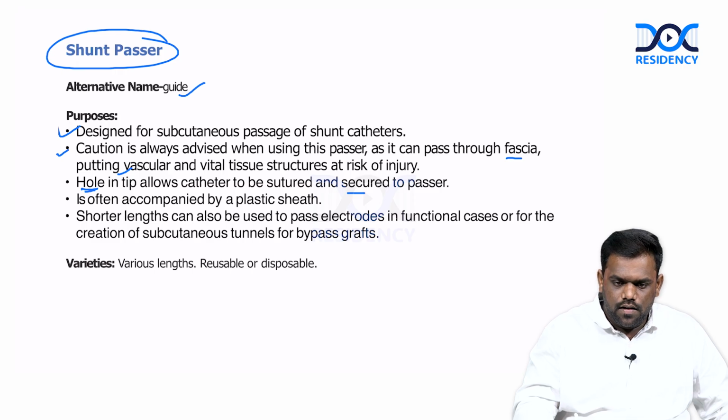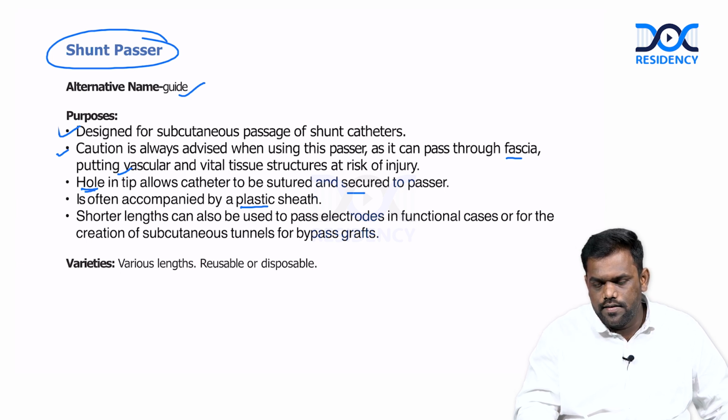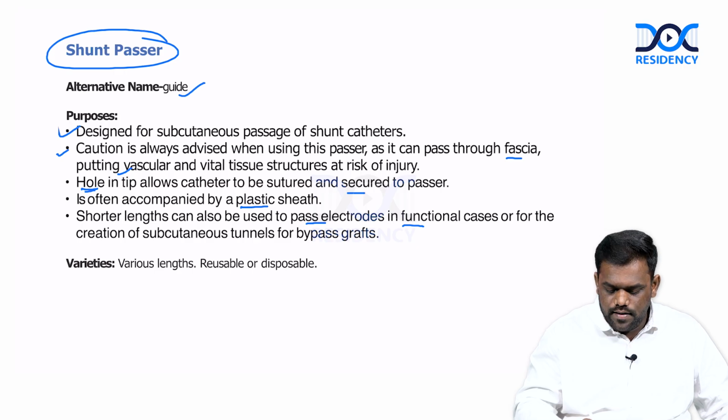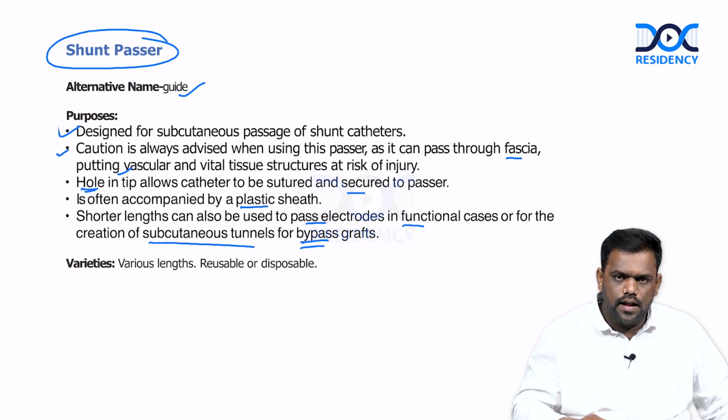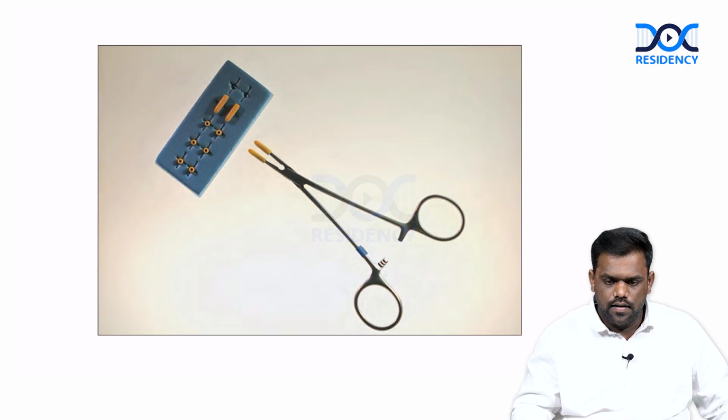It is often accompanied by a plastic sheath. Various lengths are available for adult or pediatrics. The shorter length can also be used to pass electrodes in functional cases or for the creation of subcutaneous tunnels for bypass grafts. It is available in various lengths and it is reusable or disposable. Next, identify this instrument.